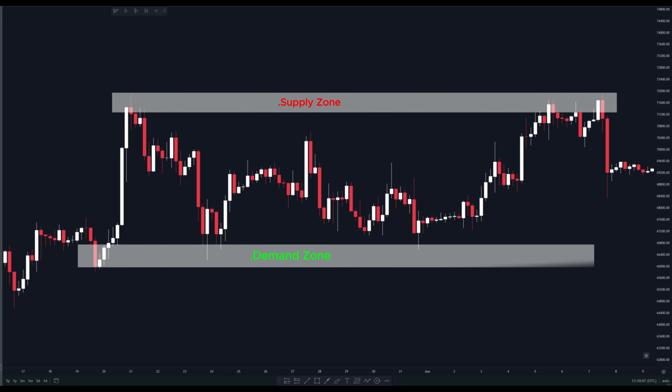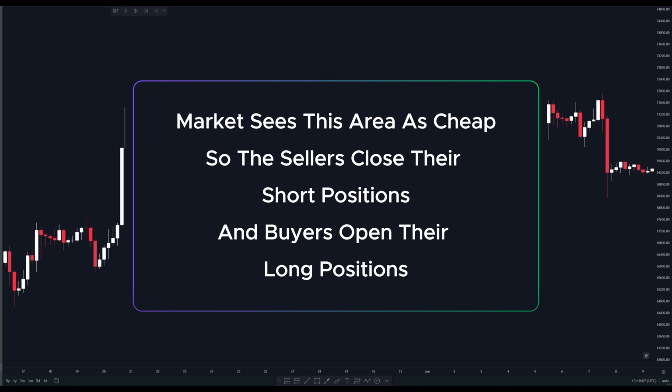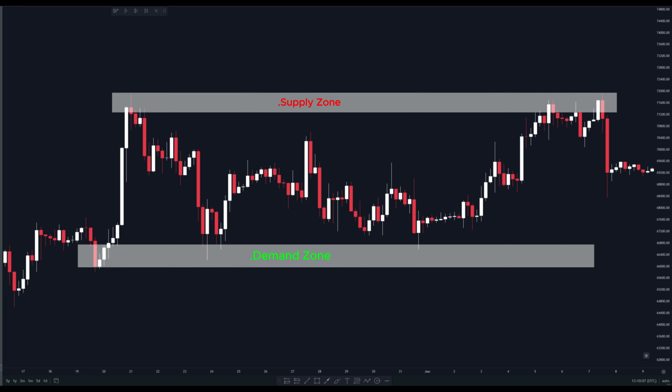And a demand zone is the area below, from where the price failed to break through and was rejected multiple times. From the perspective of price action, the market sees this area as cheap. So the sellers close their short positions and buyers open their long positions. And the outcome of this process is what makes the price move back from this demand zone.